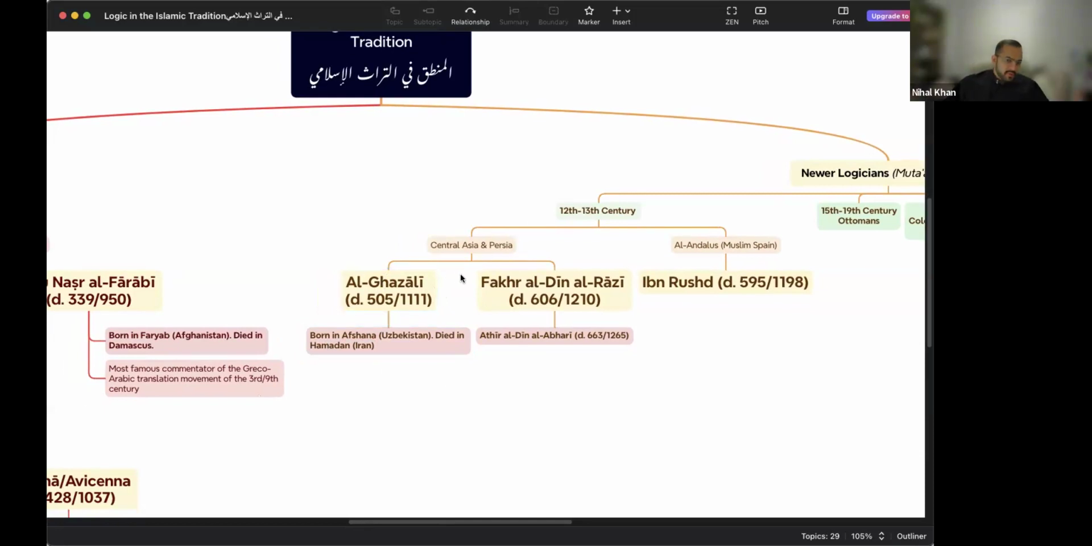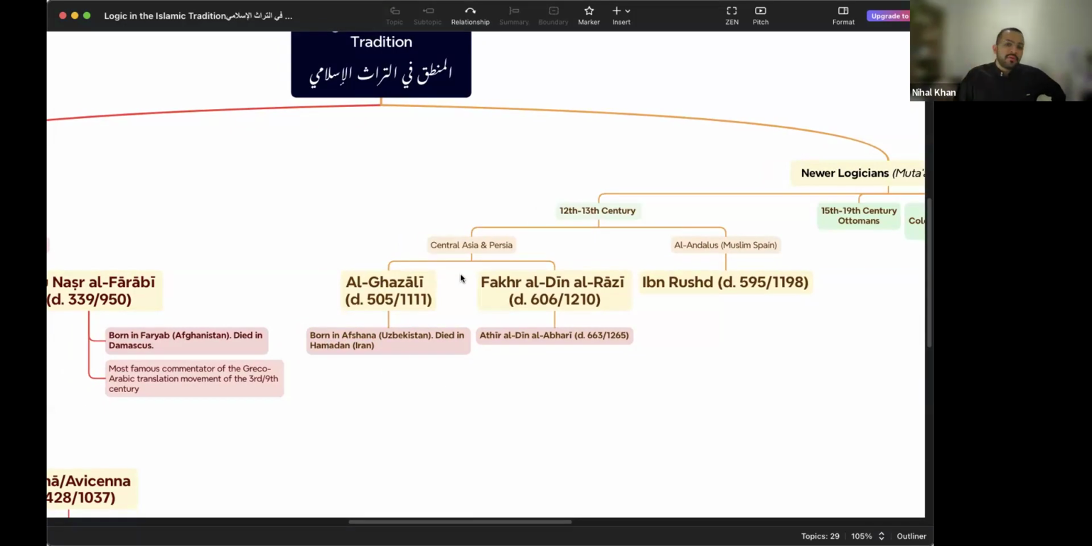Many of you are familiar with Ghazali. Ghazali is amazing. I love Ghazali. Ghazali said that mantiq is one of the most important sciences so that you can find your way to get to the haqq. Okay, so that's something important to understand.